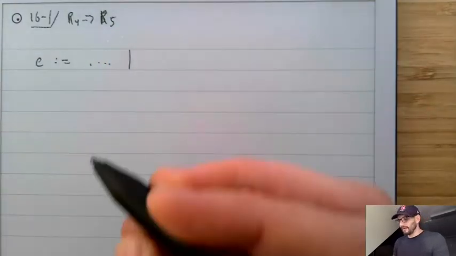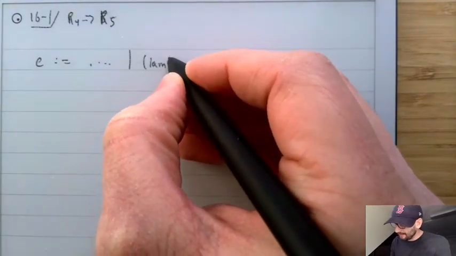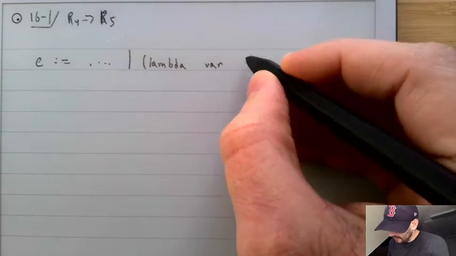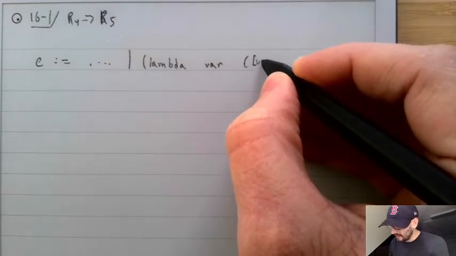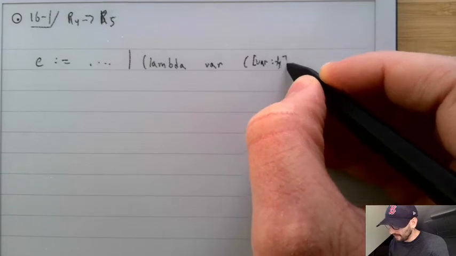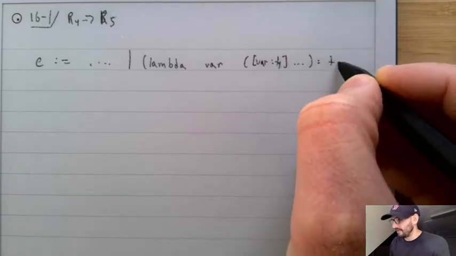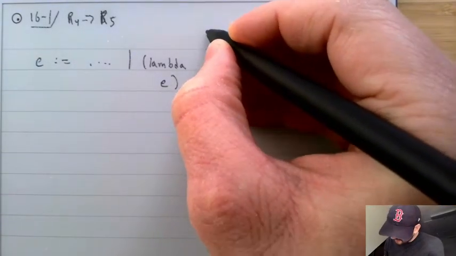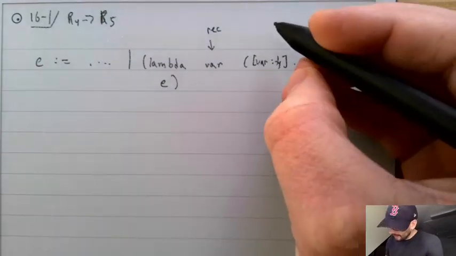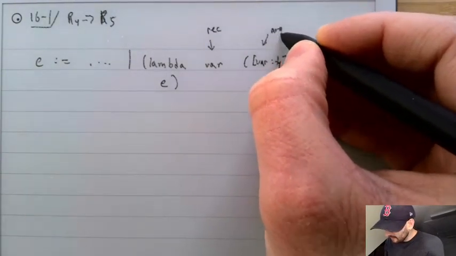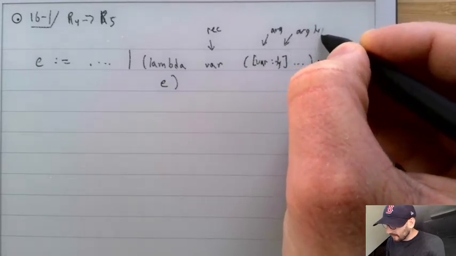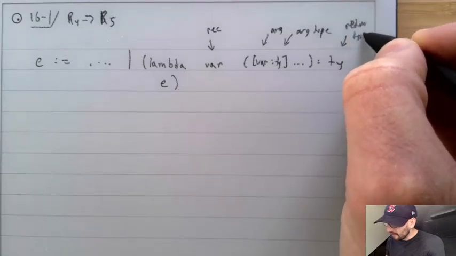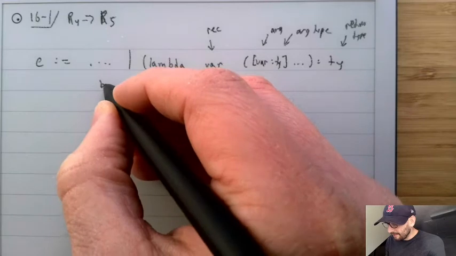What we're going to do is take our E language and add in a new form, which is lambda, a variable, then a sequence of variables with their types, then the return type, and then the expression. This first one is a recursively bound name. These are the arguments, and those are the argument types. This is the return type, and this over here is the body.